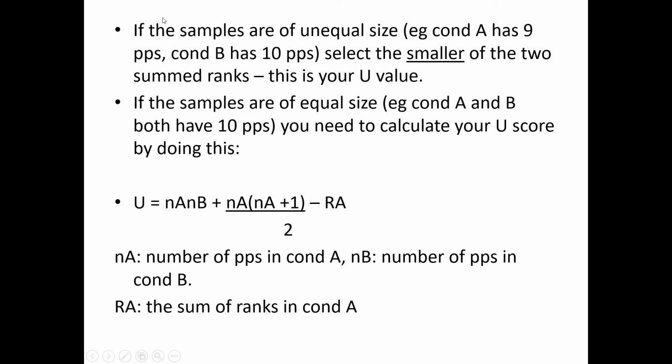Now, if you have samples of an unequal size, for example, your condition A may have 9 participants, condition B may have 10 participants, it's very easy for you in that case to find your U value. You just look at the smaller of the two summed ranks. Don't look at the smaller group because that might not have the smaller ranks. So if condition A with 9 participants has a higher rank than condition B, don't choose that one. Choose the smaller of the two summed ranks. Then you've done it, you've got your U value.